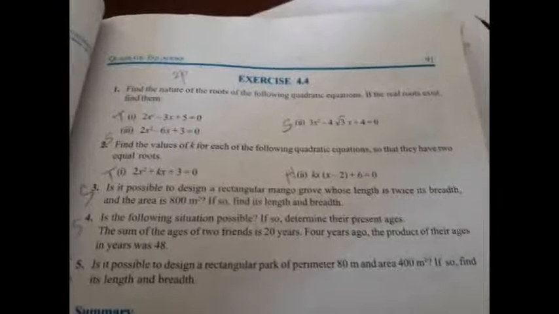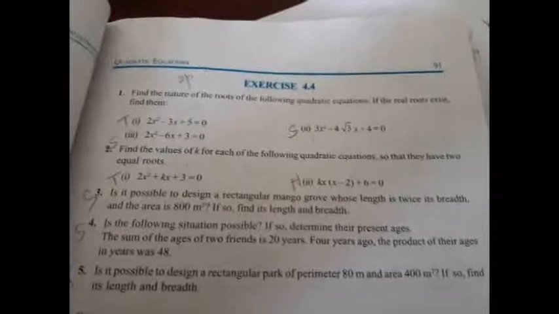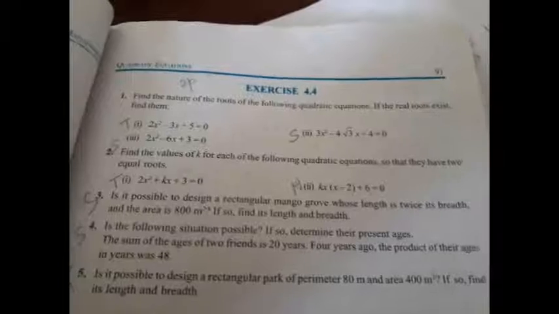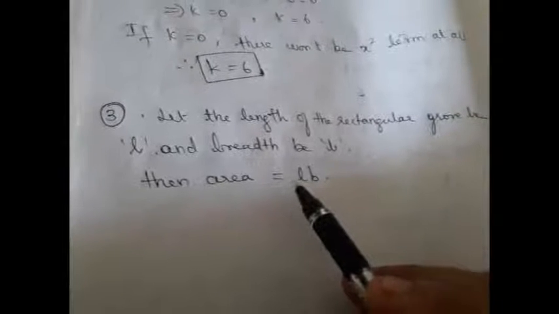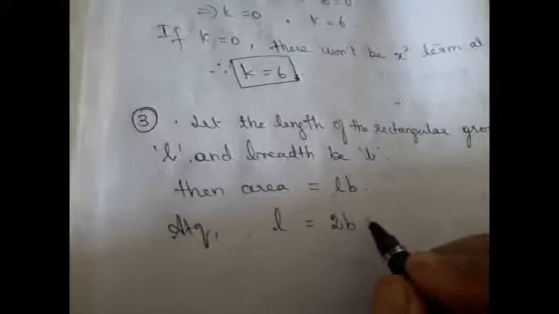Okay, so for the third question, let us assume the length and the breadth going to be L and B. Then let us see how we can solve this. See, let the length of the rectangular grove be L and breadth be B. Then the area is LB. Now what is the area of a rectangle? Length into breadth, right? According to the question, it is given that length is twice its breadth. Twice means what? 2 times its breadth. So L is 2B. So I am going to substitute it again in area.